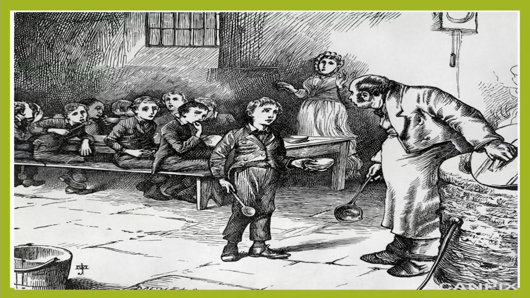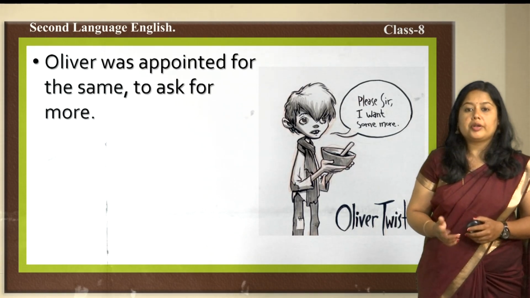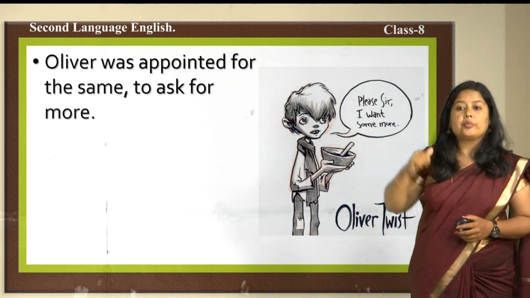So, you can have a clear look at the picture where all the boys are frightened and the master also was wondered. Look at this pig's kid. This is how Oliver was standing. We shall move on to the next point. Oliver was appointed to ask for more.